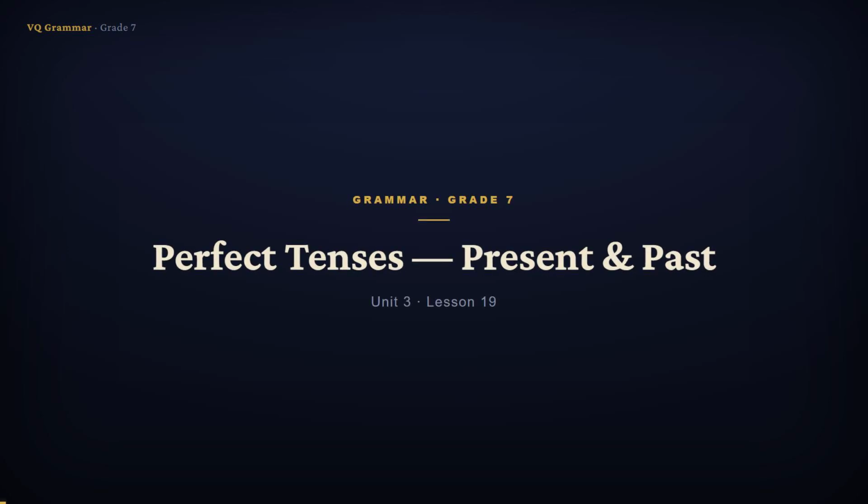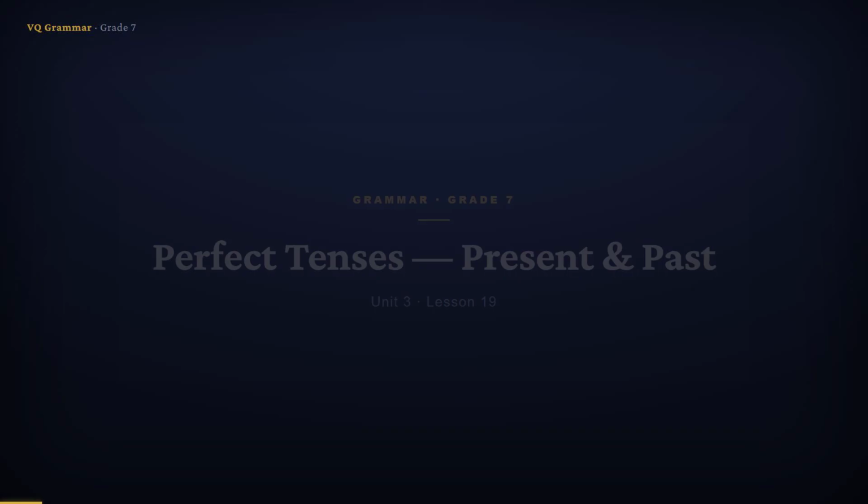This is Unit 3, Lesson 19, and our unit is all about verbs. Today we add two powerful tenses to your toolkit, the present perfect and the past perfect. They sound formal, but each one is built from just two little pieces, and once you see the pattern, you'll use them with confidence. Let's get started.